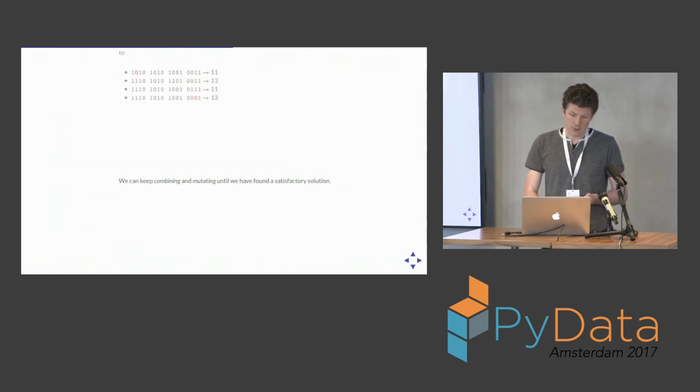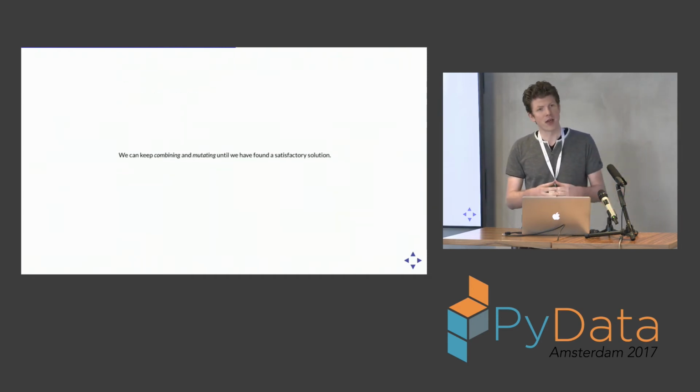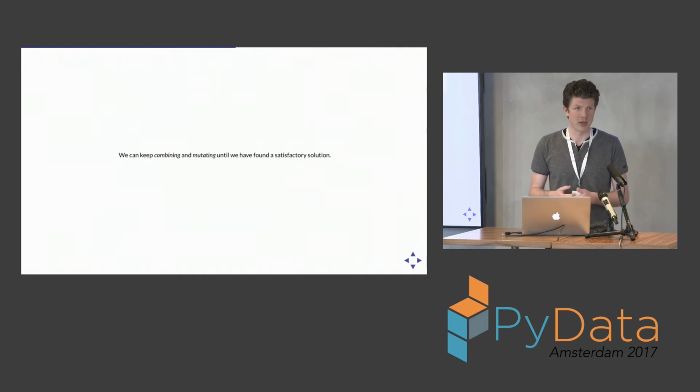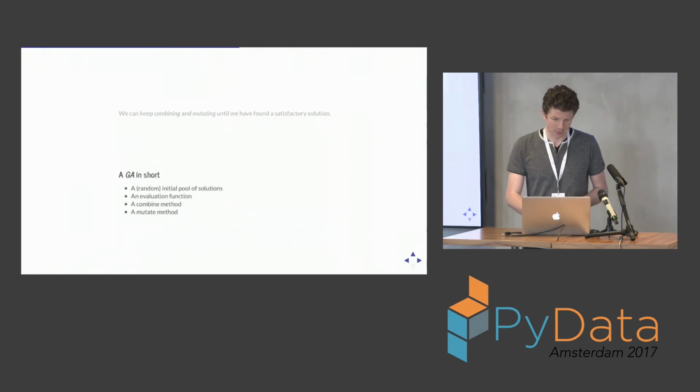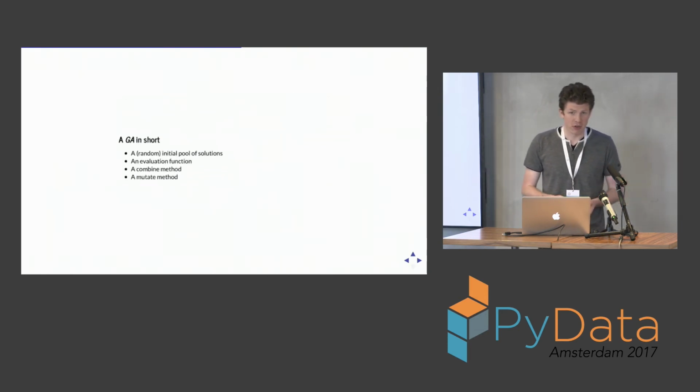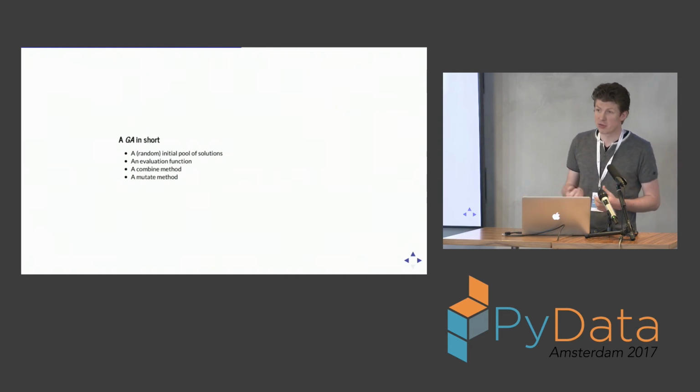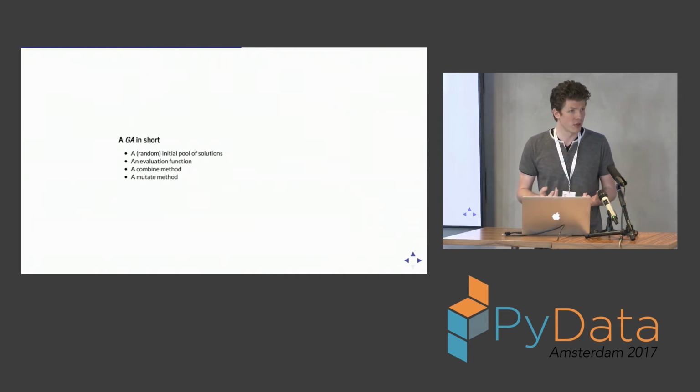And we can keep doing this, combining solutions and then mutating them until we have found the best solution. And then, well, in this case, of course, the best solution is the one where 16 bits are correct. But in the case of a game of Risk, the best solution is, well, a player that always wins. So in short, a genetic algorithm requires a random initial pool of solutions. Of course, if you already have a pool of solutions that are better than random, you can use these. Some evaluation function, a combine method, and a mutate method. And then you just need to loop the combine and the mutate until you're satisfied.